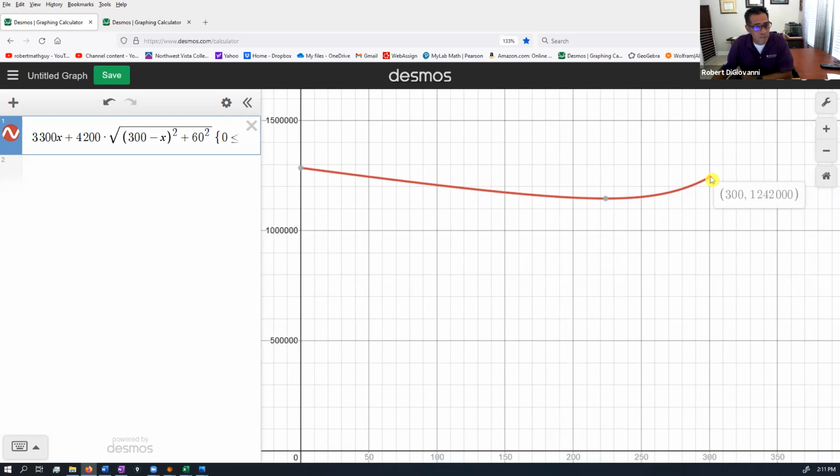$1,242,000, right? But from the graph, can you see neither of those two ways is the best way to do it? The best way to do it is this way, right here. You go down 223 feet, and then you cut straight across. And if you do that, it's going to cost you $1,145,000. That's a significant amount of money, right? Because what was this over here? 1,242,000. That's almost $100,000 difference, right? And then over here, it's even more of a difference, right?